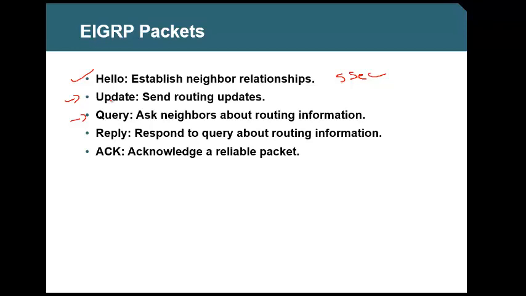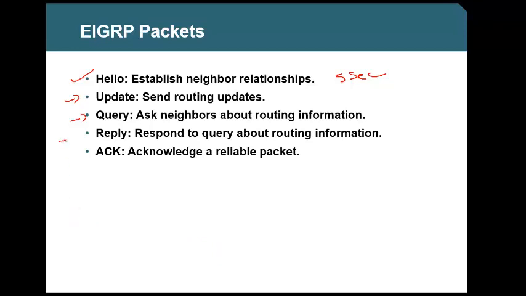Repeating again. Query packets are sent by EIGRP if the primary path went down and there is no backup path. So it will start querying every other neighbor about the destination. That is query packets, asking the neighbor about route information for a destination for which the route is lost. Now, if any router knows the answer, it will be a reply packet.